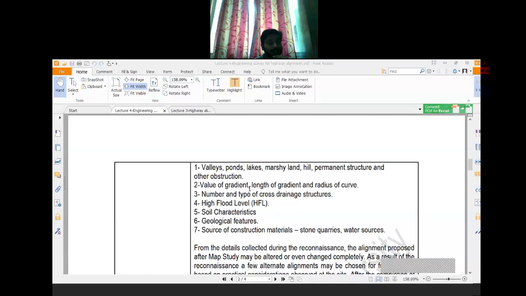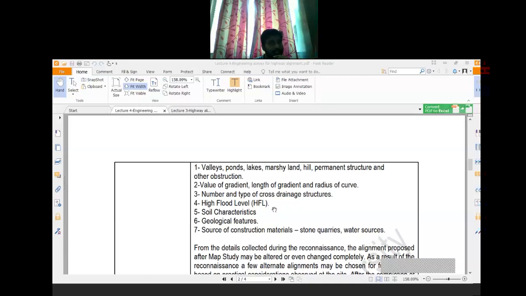If there are small streams, and in hilly areas generally small streams are there, you need to consider these things also, because in our negative obligatory points we have already discussed that you need to always avoid the cross drainage, if it is possible. Okay, then high flood level. This high flood level is very essential to know the elevation of your route, or to decide the elevation of your proposed route.